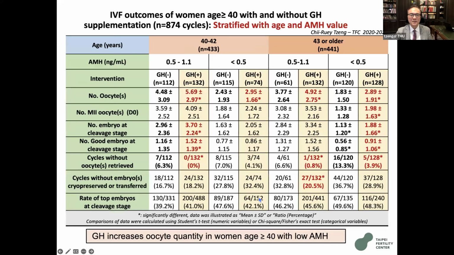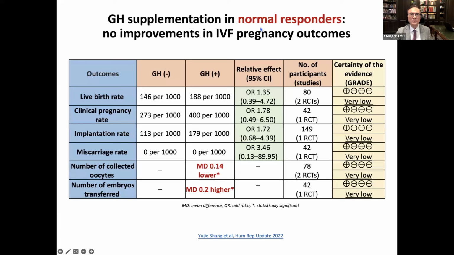So how about the normal responders? GH supplementation in those patients with normal response, the impression is no improvement in IVF pregnancy outcome. You can see here, without GH, with GH, all the relative risks show no difference. So if the patient is a normal responder, please don't use growth hormone.